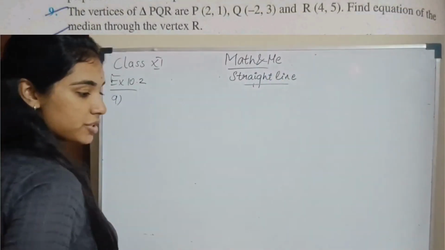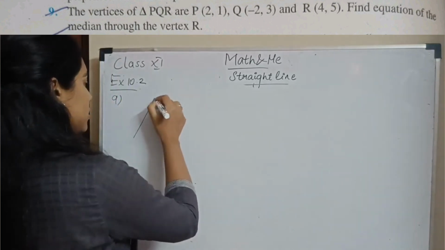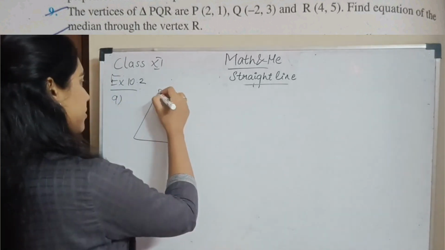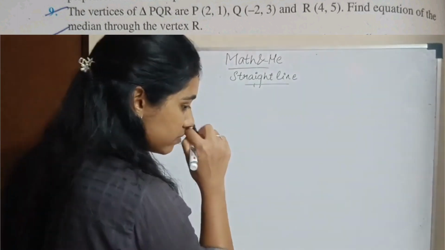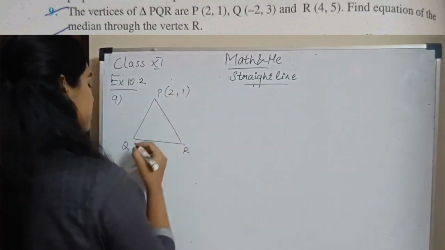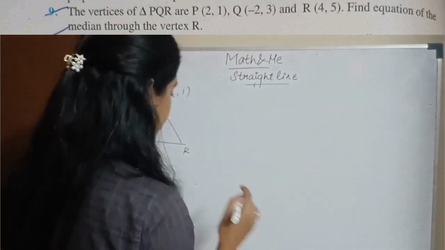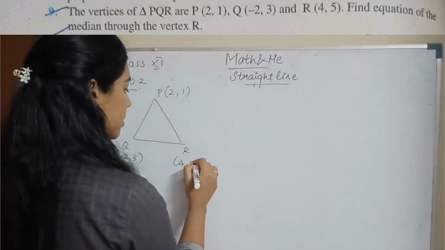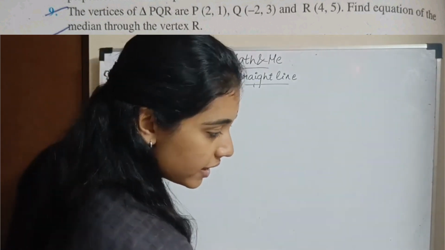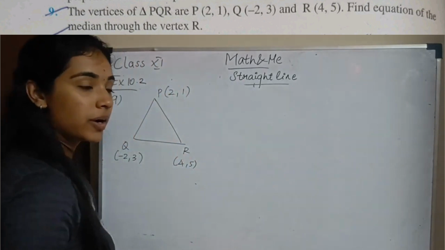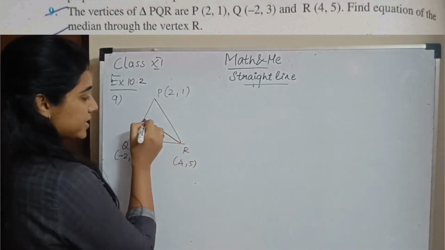Okay. 9th question. We are given a triangle PQR. So P, Q and R with coordinates 2, 1, minus 2, 3 and 4, 5. They are asking for the equation. Find the equation of the median through the vertex R. So this is the median through the vertex R.